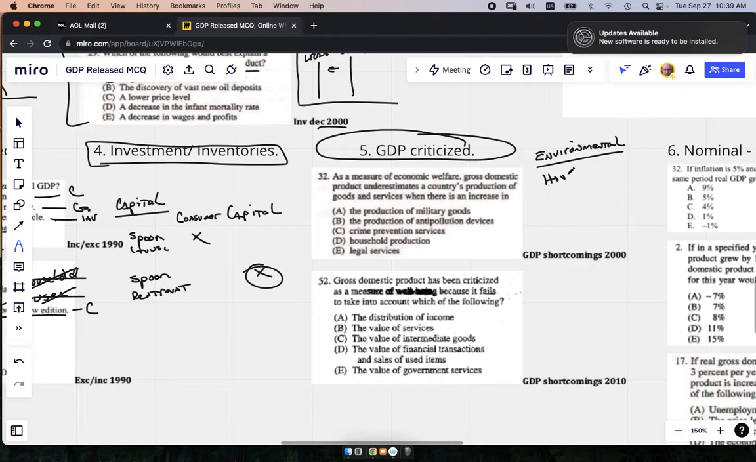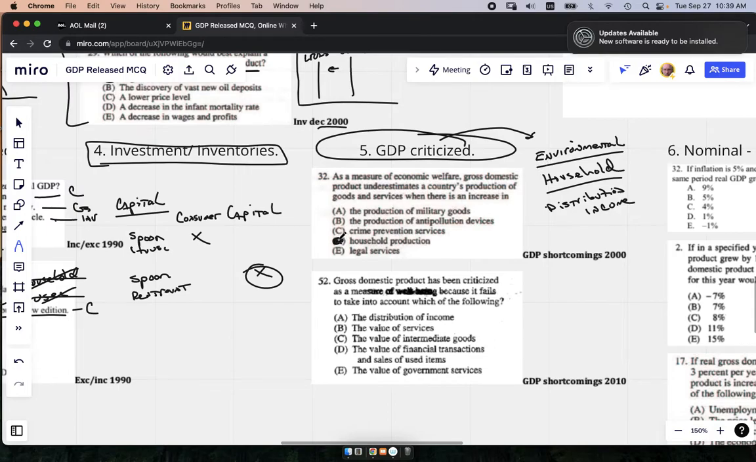Household production. Again, we talked a little bit about that. Some people think that household production should be included. And then distribution of income. I don't know how you'd add that in there, but I'm sure some economists could come up with a way. Distribution of income is not counted. Therefore, some people can criticize GDP about that. Those tend to be our three things we're looking for.